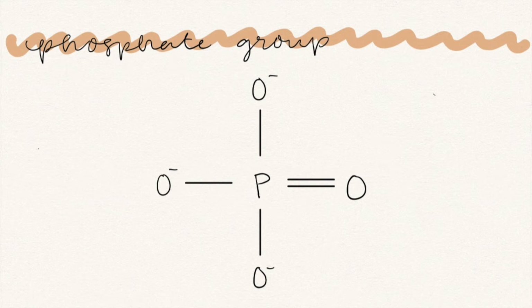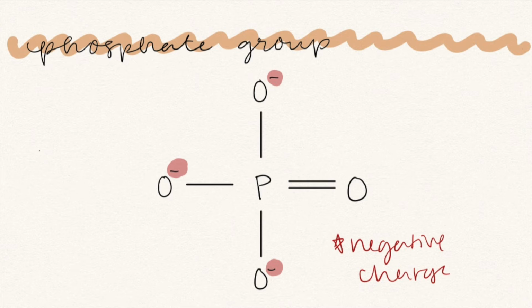The final component in a nucleotide is the phosphate group. This phosphate group consists of 4 oxygens that are bonded with a phosphorus. 3 of the oxygens have a negative charge, making the group negatively charged overall.